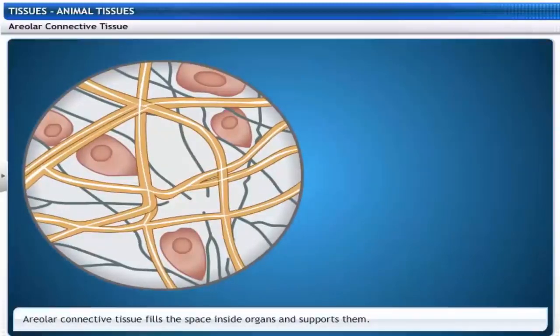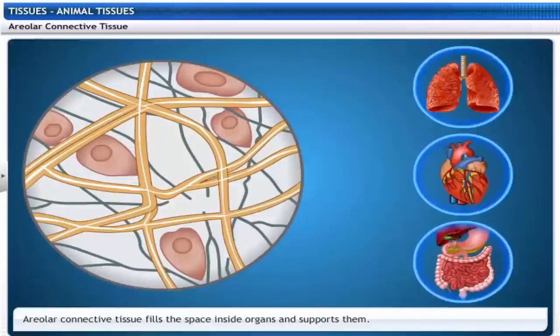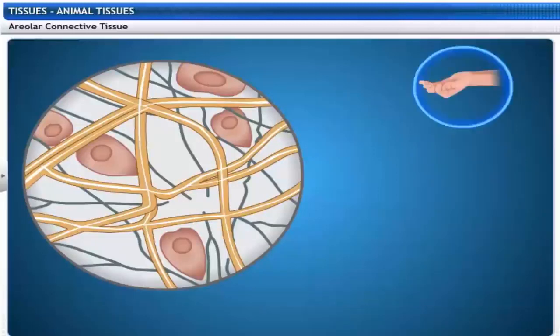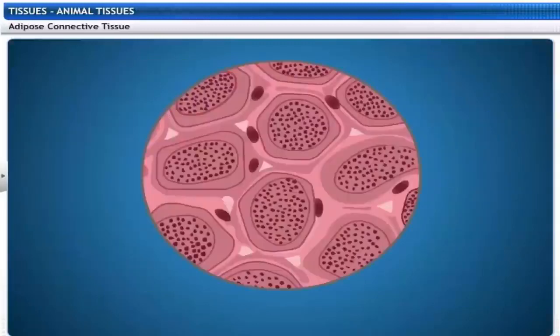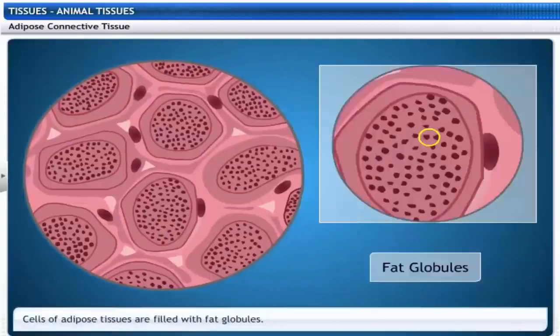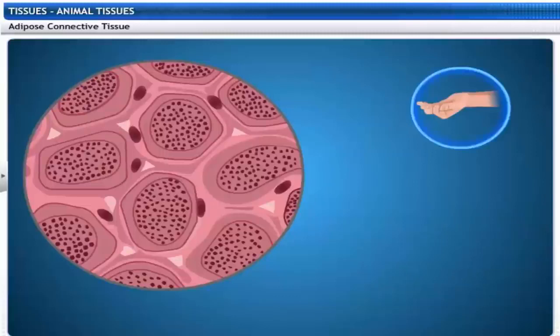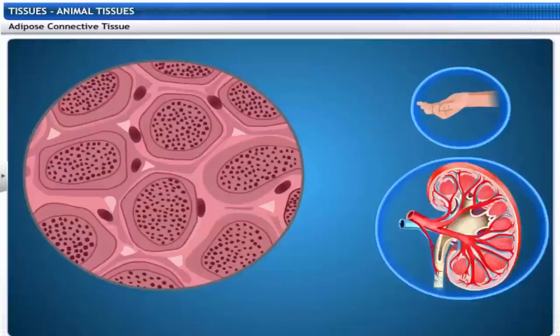They are areolar connective tissue that fills the space inside organs and supports them. Such tissues are found between the skin and muscles and around blood vessels and nerves. Here's a look at the adipose connective tissue. Cells of this tissue are filled with fat globules. It is found below the skin and around internal organs like kidneys and acts as an insulator.